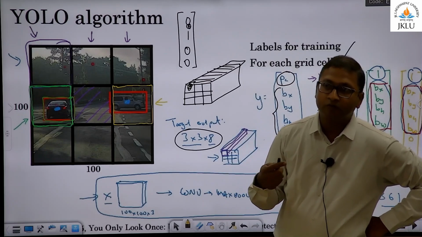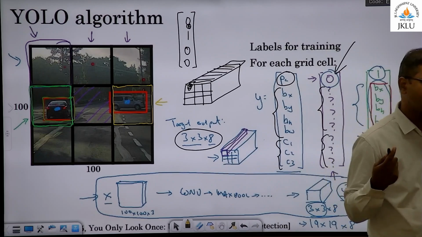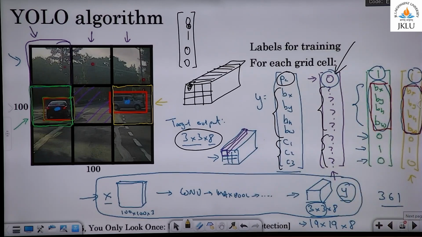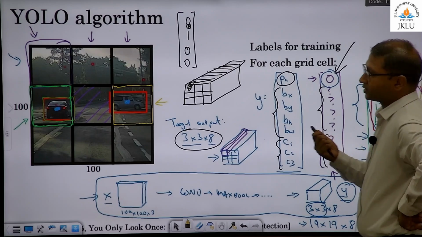Object detection is one of the most favorite topics of students' projects. So you should be knowing this.